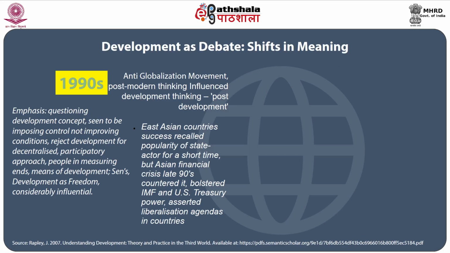In the late 1990s, the anti-globalization movement and post-modern thinking influenced development thinking, and this is referred to at times as post-development, which gained prominence. The emphasis was on questioning the development concept, seen as imposing control over citizens, and rejecting development for a more decentralized, participatory approach that emphasized people in measuring the ends and means of development. Amartya Sen's development as freedom took a major emphasis during this period.